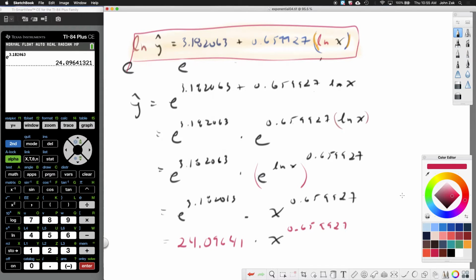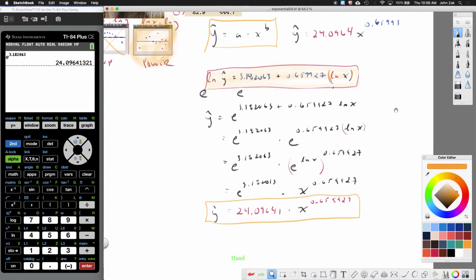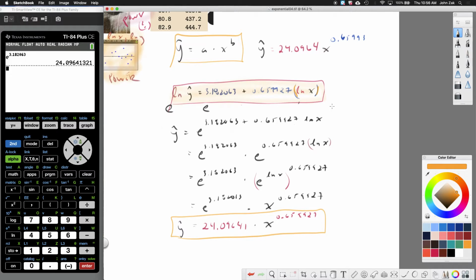And so let's take a look. All right, this equation, of course, this now became y hat. How did this equation, let me use a different color, how did this equation compare to the one that the calculator generated? Well, let me zoom out. Let's take a look. The one the calculator generated was 24.0964. I wrote an extra 1 there because it's just how many decimal places I showed. And notice we had 0.65993, 0.659927. I just happened to show more decimal places, but these were exactly the same equations. Yes, these are exactly the same equations.